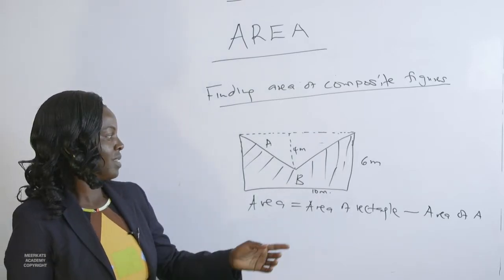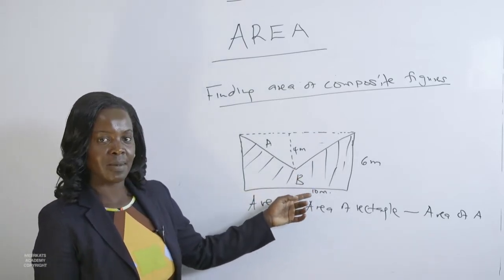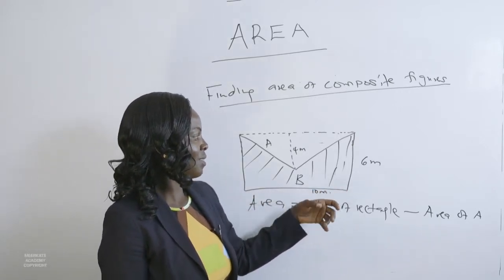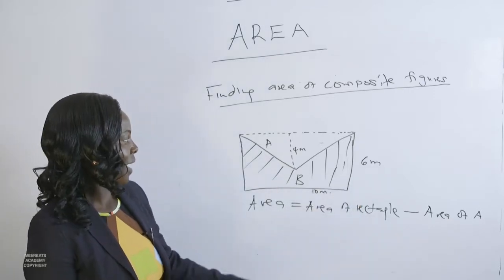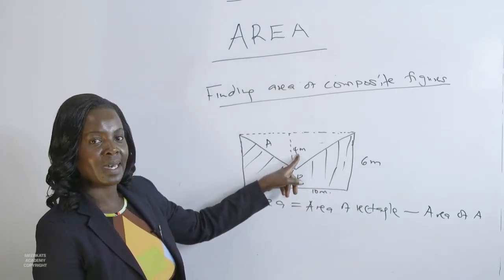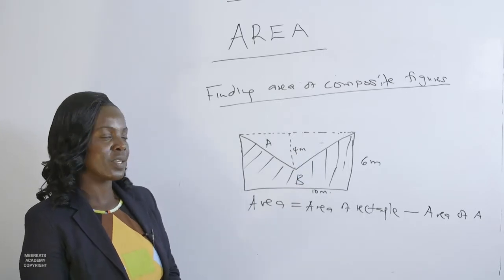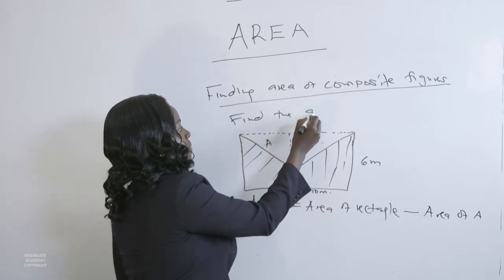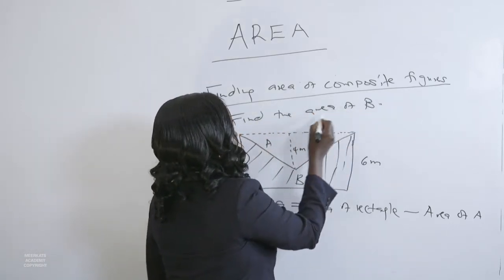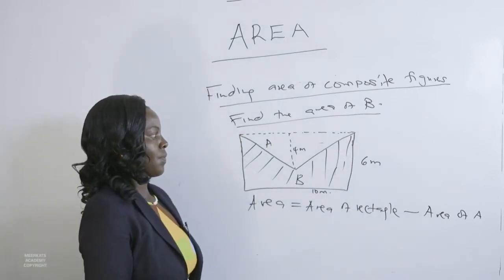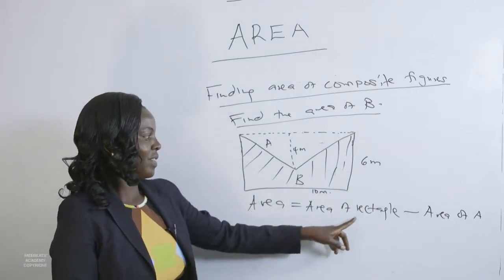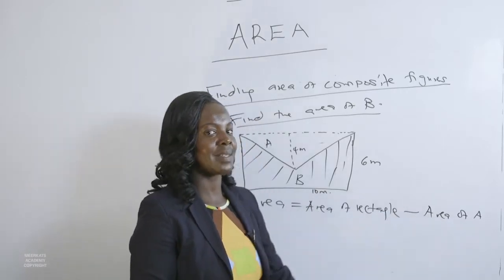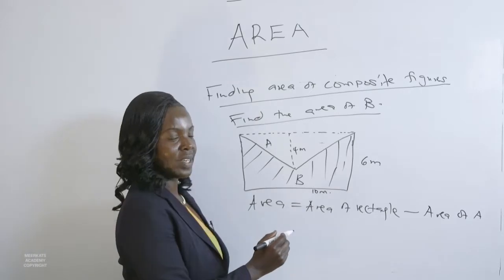Let's take, for example, that this rectangle has these measurements. It has the length 10 meters, and then the base 6 meters, and the height for triangle A is 4 meters. How are we going to get the area of B? So I've said we'll find the area of the rectangle, then calculate the area of the triangle and subtract. So what is the area of the rectangle?